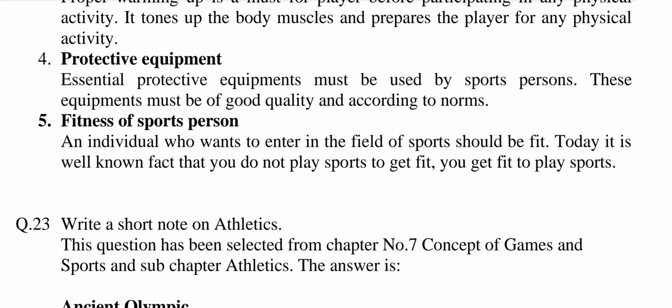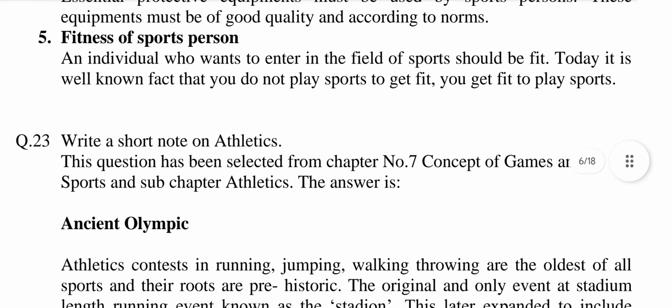Number 5. Fitness of sports person. An individual who wants to enter in the field of sports should be fit. Today it is a well known fact that you do not play sports to get fit. You get fit to play sports.